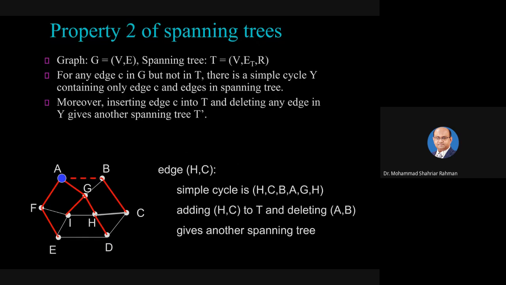And property 2 বলছিল যে once the cycle is there, then if we remove any other edge from that particular cycle, then as a whole we'll have another tree T prime. Inserting edge C into T and deleting any edge in that cycle Y gives another spanning tree T prime.